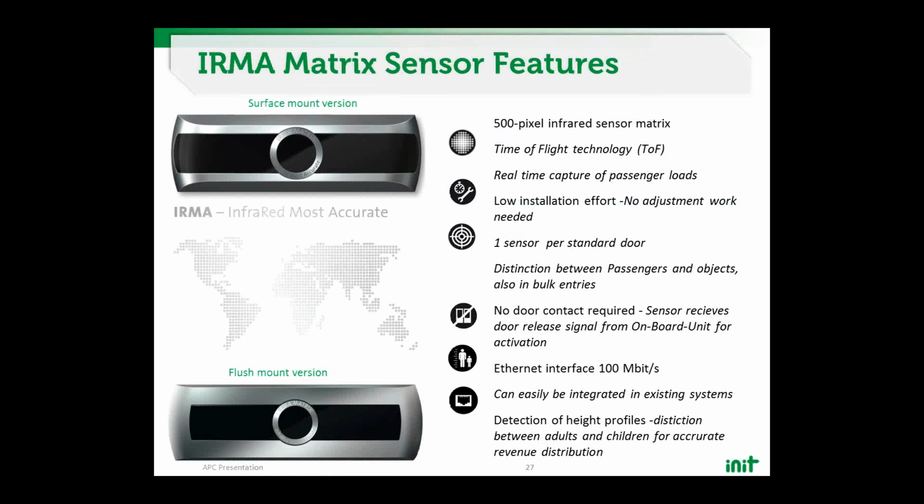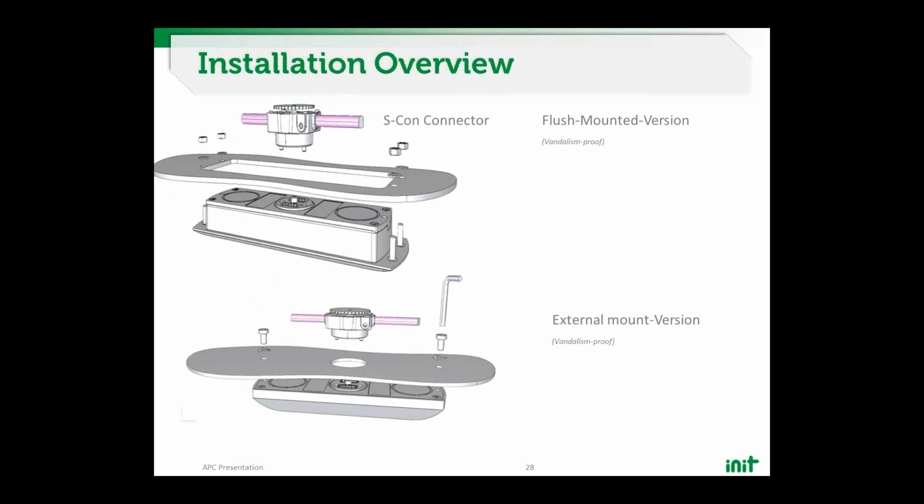So it's 500 pixel, time of flight technology, no adjustment, 1 sensor per door, no door contact, Ethernet interface. I think I went through these points already. Here a couple installation overviews where the cutout comes in place. The sensor is mounted where you have then the cutout only for the S-con, so you have then 2 screws, and the S-con is basically the connector from the sensor, Ethernet and power to the onboard computer, basically to the sensor on the bottom. So there's one hole needed anyway.